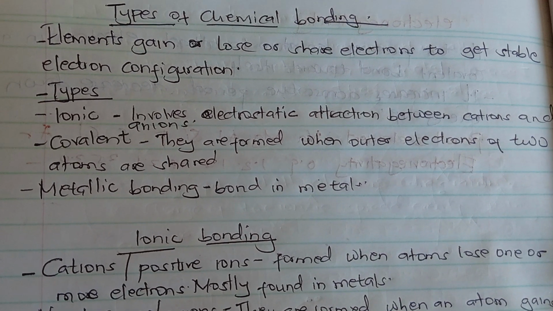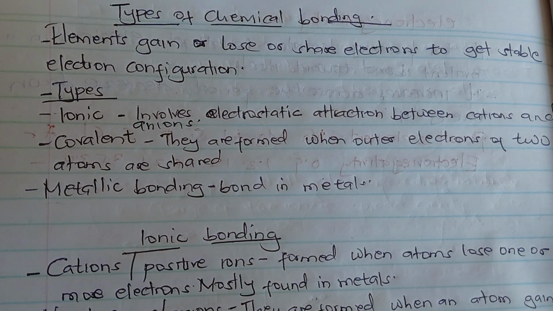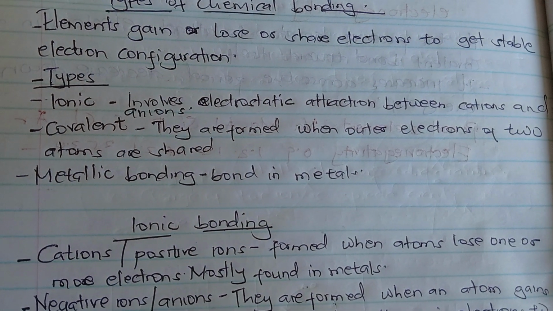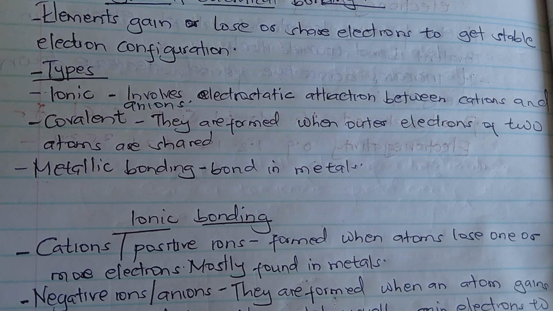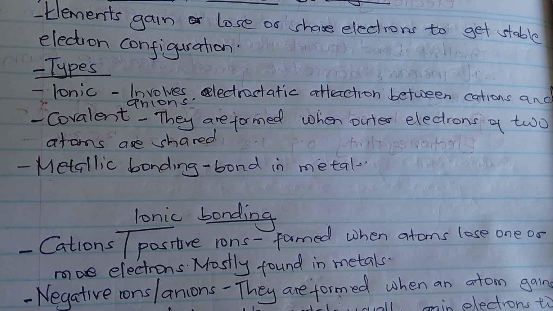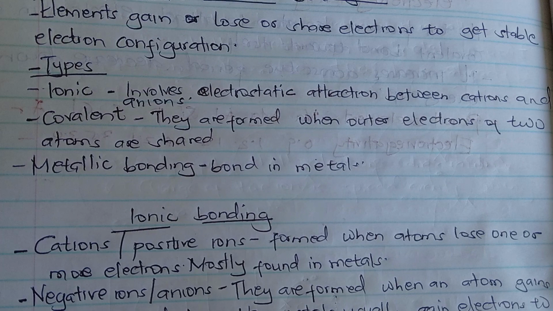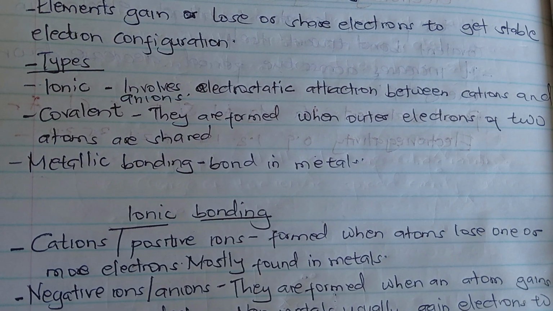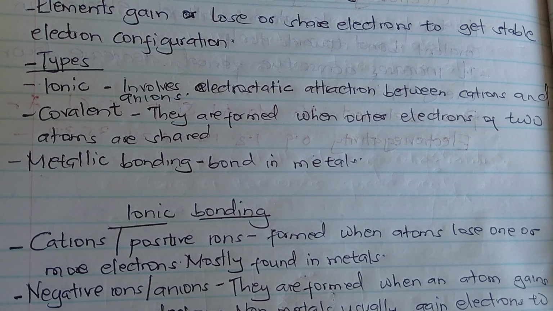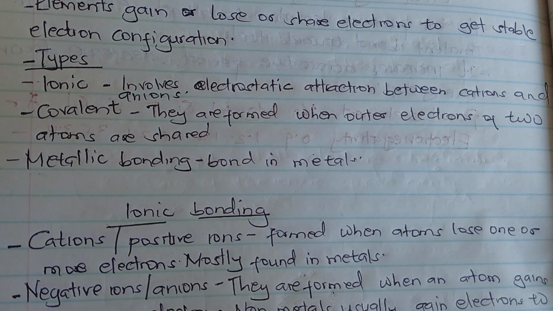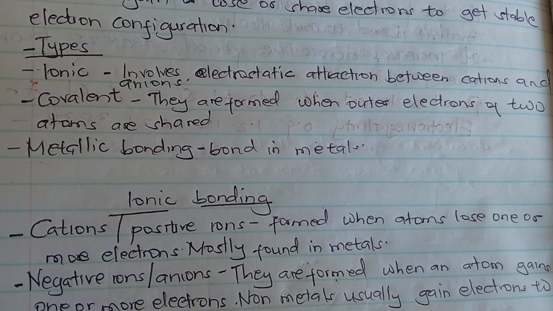Chemical bonding. Elements gain or lose electrons in order to become stable, or to gain a stable electron configuration. There are different types of chemical bonding. One is ionic bonding, which involves electrostatic attraction between cations and anions. Then there is covalent bonding, which is formed when outer shell electrons are shared by two atoms forming the bond, and metallic bonding, which involves bonding in metals.